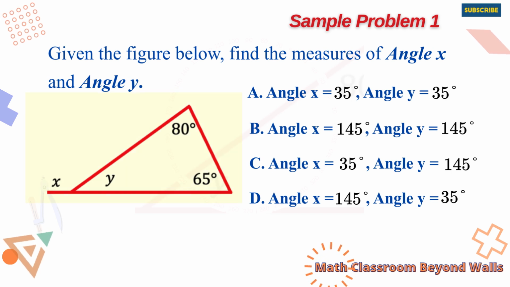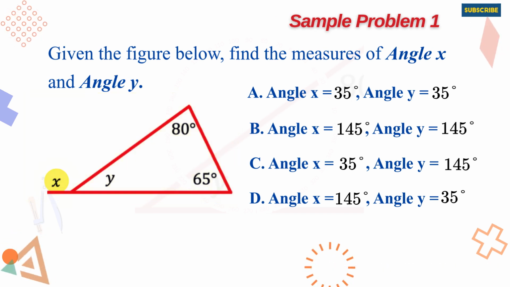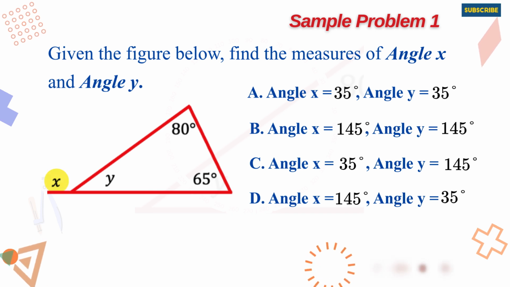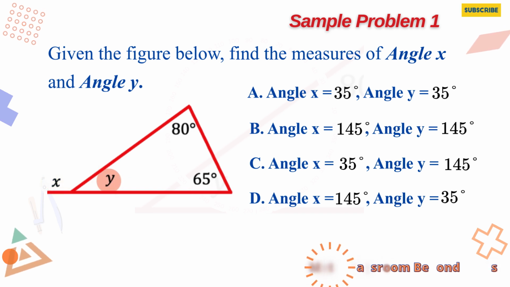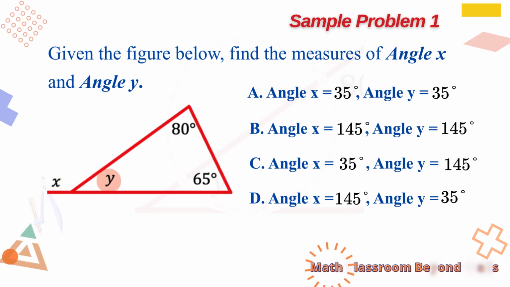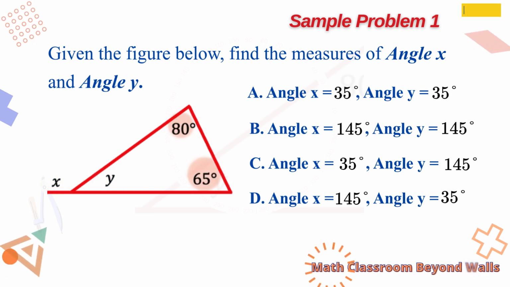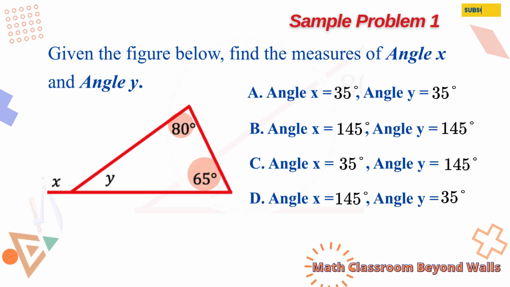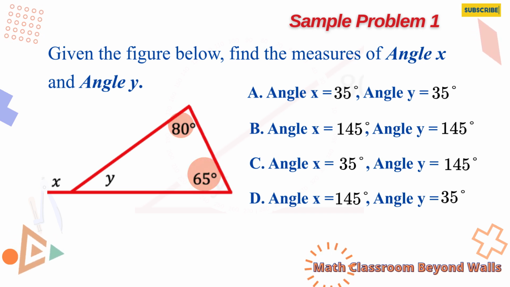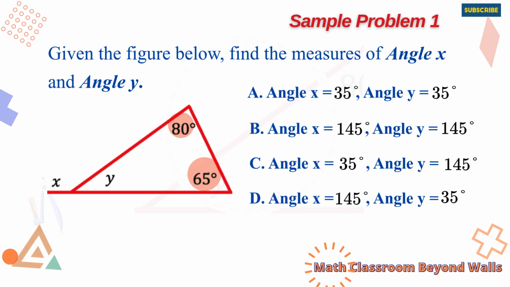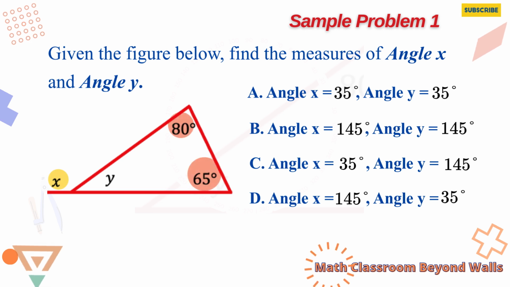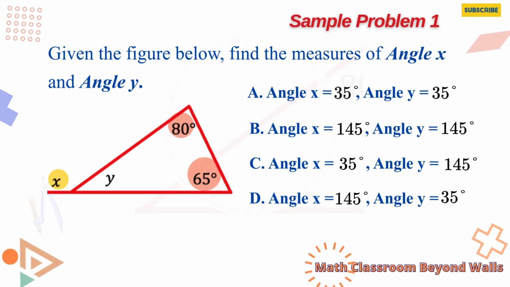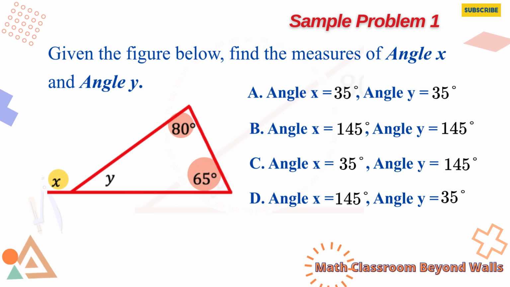Let us look at the figure closely. Angle X is an exterior angle to the triangle. On the other hand, angle Y is an interior angle of the same triangle. The other two interior angles of the triangle are known. These known angles are remote interior angles to angle X. Can you follow, learners? Thus, the measure of angle X can be obtained by applying the exterior angle theorem.